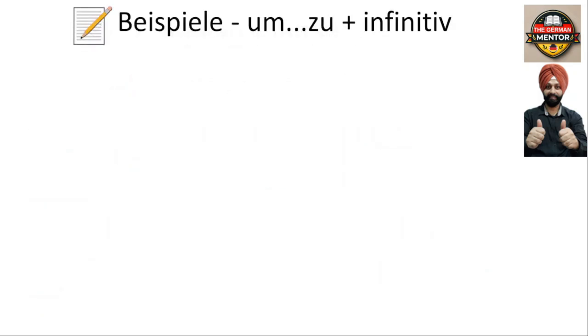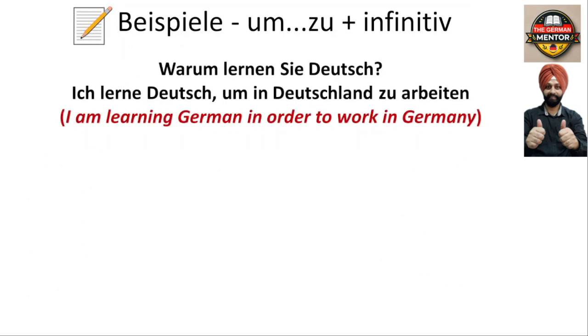So now I explain you some examples and random phrases with um zu plus infinitive. The first one, warum lernen Sie Deutsch? Ich lerne Deutsch, um in Deutschland zu arbeiten. I am learning German in order to work in Germany. So friends, why am I learning? Because there is a purpose. I want to go to Germany and work there.